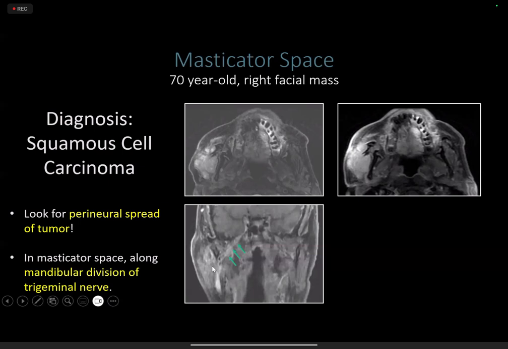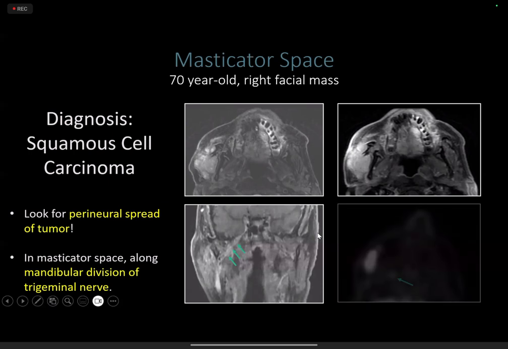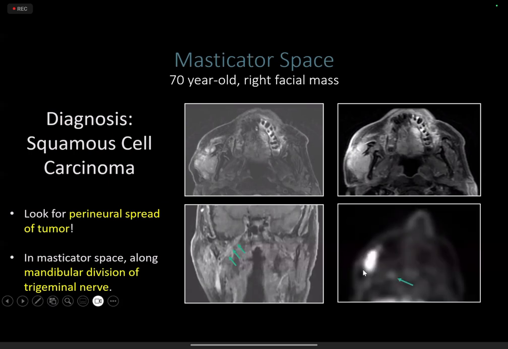The coronal image here demonstrates that there's abnormal enhancement of that mandibular division followed cranially through that foraminal valley up to the cavernous sinus. Look at the normal left side. And for those of you that don't believe me, this is abnormal. Take a look at the PET scan. Clearly hypermetabolic, that primary lesion right over here. And you can also see that there's abnormal thickening and enhancement of that mandibular division of trigem, a case of perineural spread from the squamous cell carcinoma.